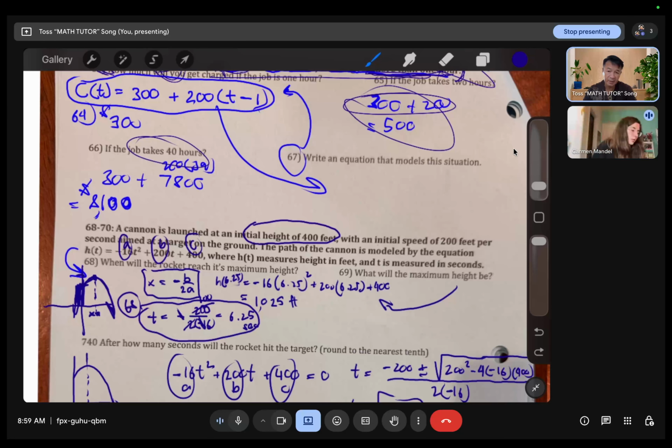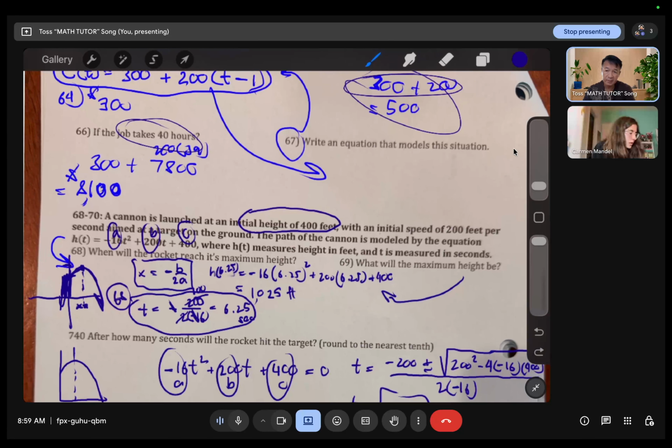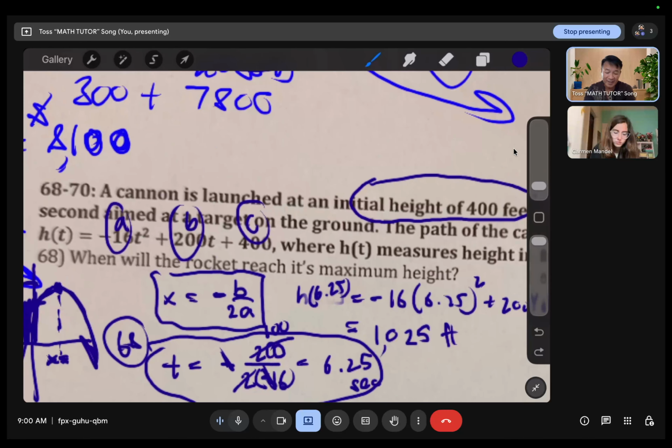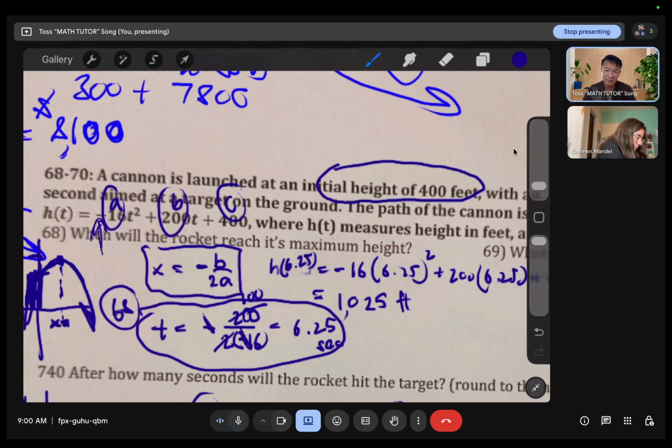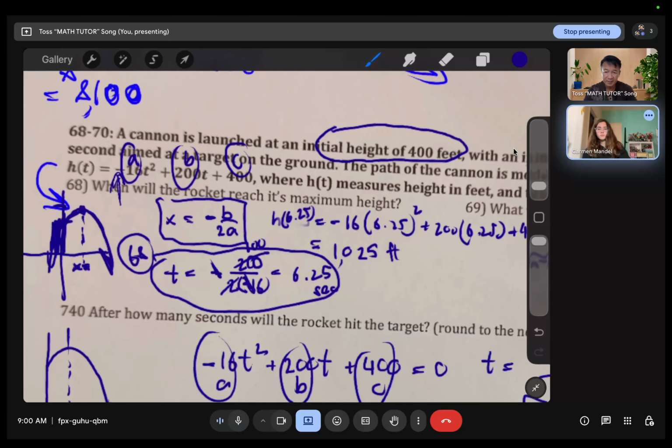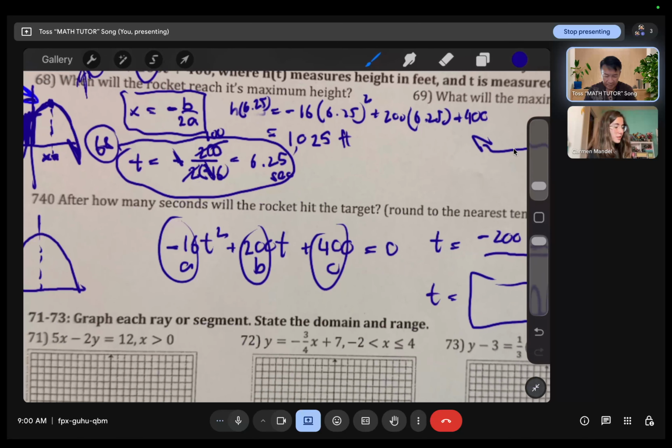I can't say I'm 100% sure. Yeah, so the thing about something thrown or launched in the air is that it's always going to be something squared, and it's always going to have a negative in front, because of the way the graph looks, opening down. So look for that. Immediately start, because they're going to ask you the max height and how long before it hits the ground. Always. Okay, that makes sense.